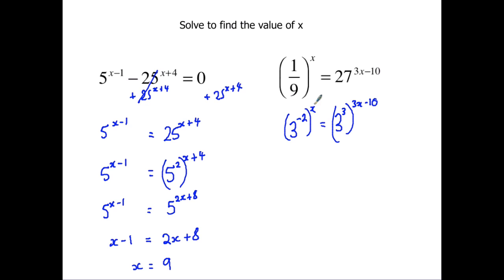I need to just slightly tidy it up before we do anything else. So multiplying these together gives us 3 to the minus 2x. Multiplying these together gives us 3 to the 9x minus 30. Now they're both powers from the same base, and they're both equal to each other, so we can switch to just looking at the indices. We've got minus 2x equals 9x minus 30. So if we just add the 2x to both sides and add the 30 over, we get 30 equals 11x, and hence x equals 30 over 11.